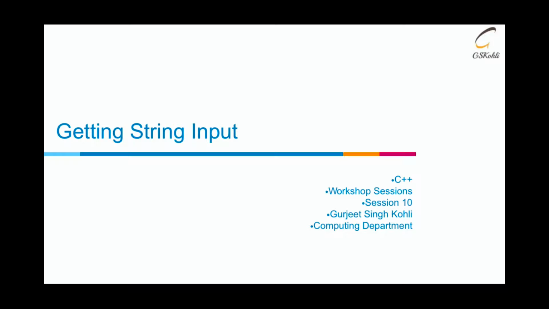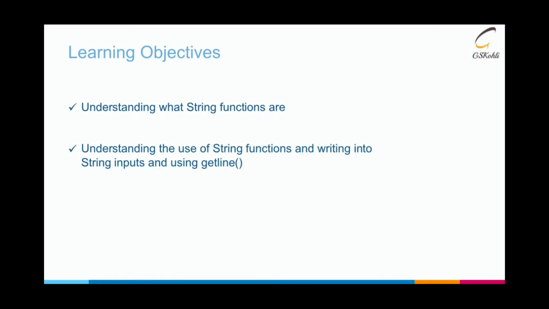Let's have a look at the two learning outcomes or learning objectives for this session itself. We're going to be looking at understanding what string functions are. It's roughly the same as what we looked at last session, but we're going to be looking at two functions, which are the cin function and the getline function, and we're going to see what the difference is between them and how both of these can be used in different manners.